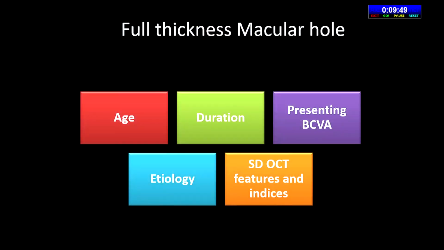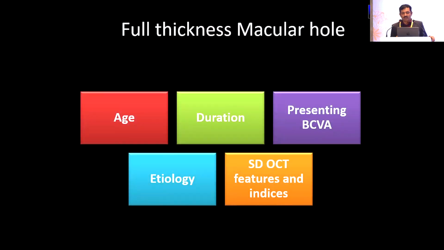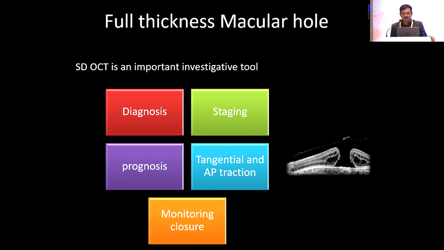Good morning, everyone. I'll be talking to you about algorithmic approach and decision making in surgical macular conditions. Let me focus on a few of the common surgical conditions like full thickness macular hole, lamellar hole, VMT, epiretinal membrane, and myopic traction maculopathy. With concern to the full thickness macular hole, there are many factors you need to consider. One is the age, the duration of the macular hole, etiology, and of course, the most important thing being the spectral domain OCT features and the indices.